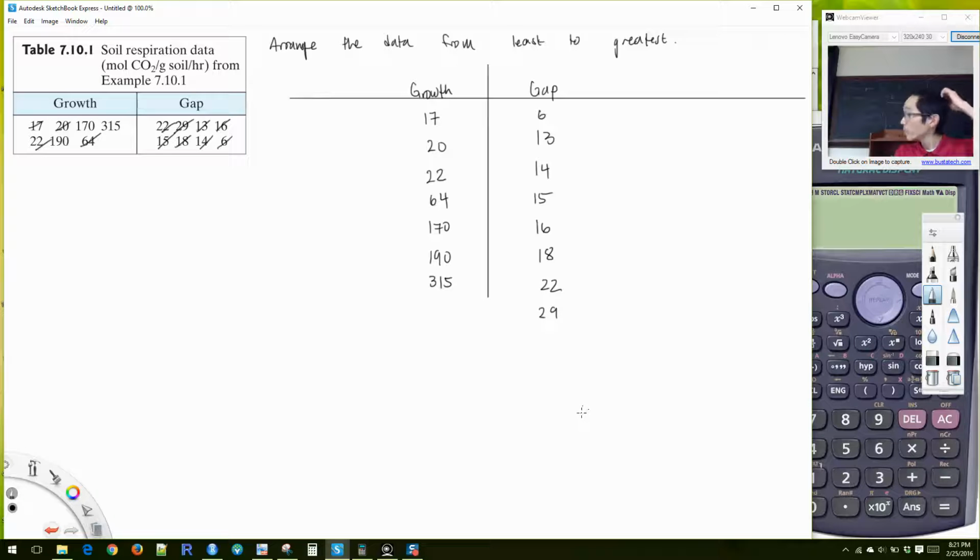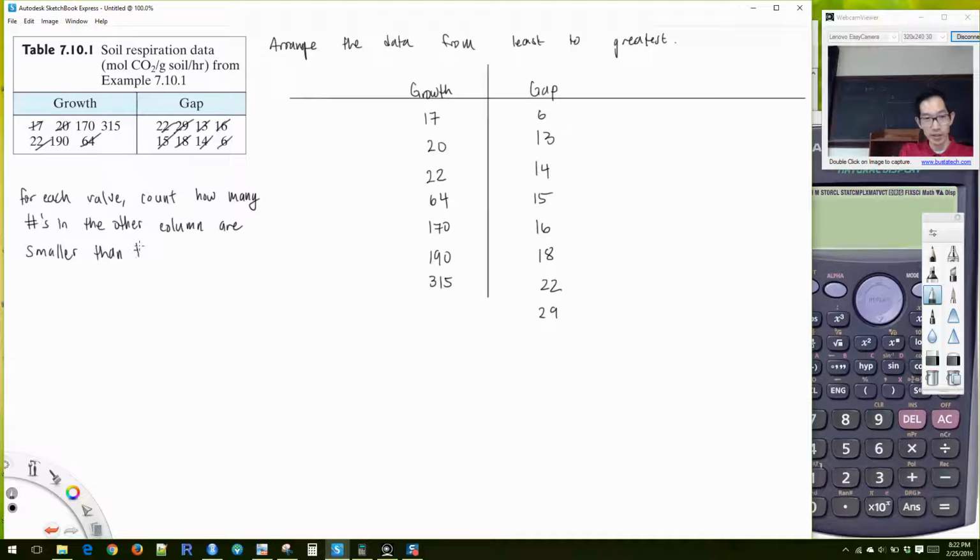All right, and then what we do is for each value, count how many numbers in the other column are smaller than the value. And then ties are worth 0.5 each.